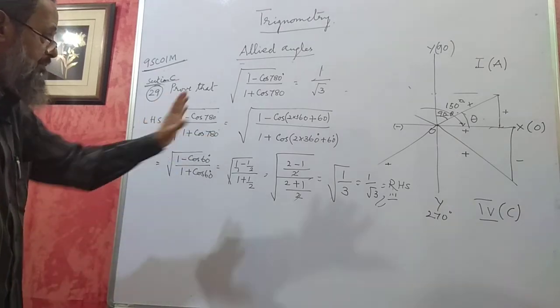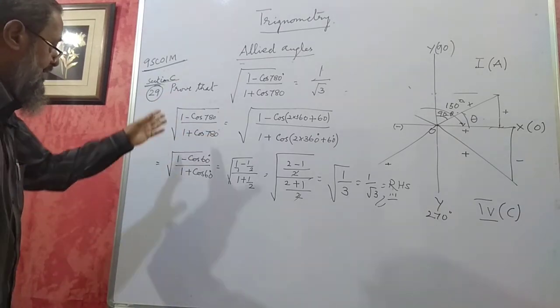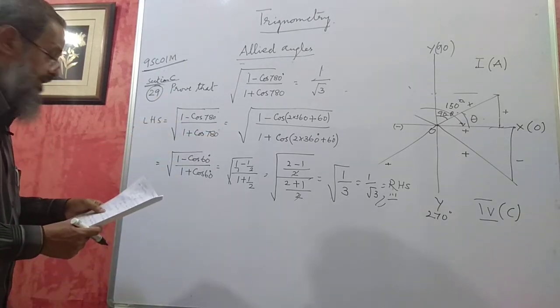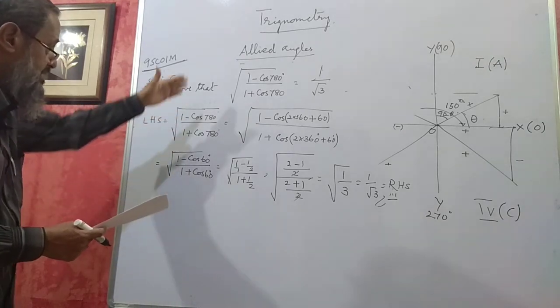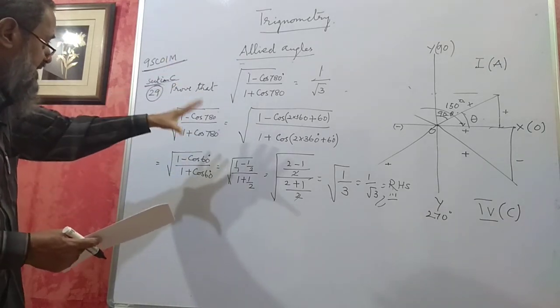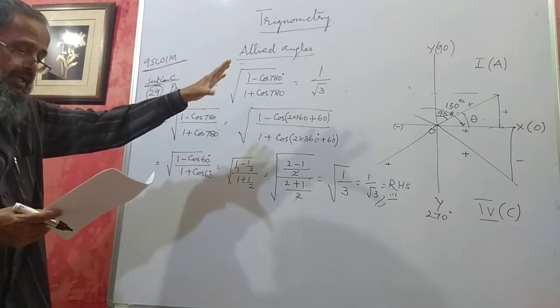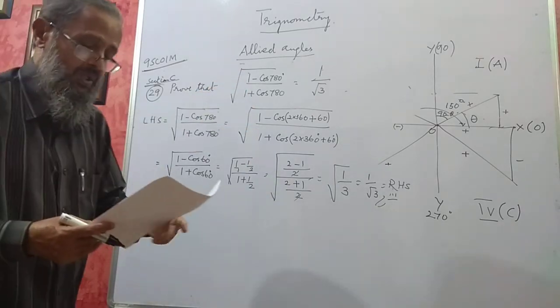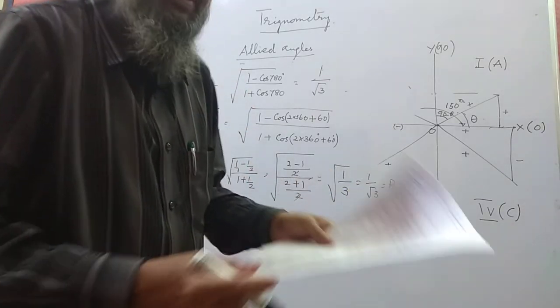This carries 5 marks. So totally it carries 17 marks. There are 17 marks in this one chapter. If you know just the trigonometric ratios of allied angles, you can get around 17 marks.